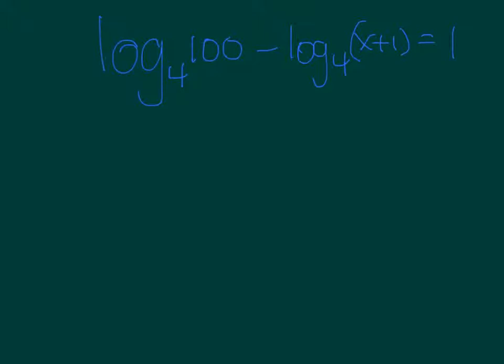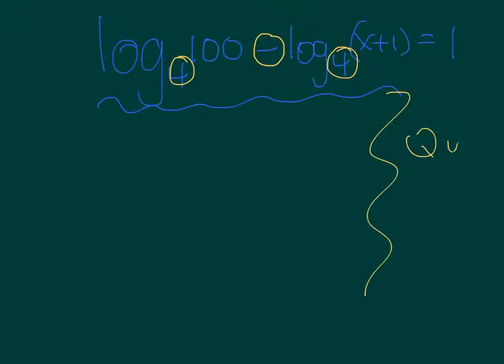All right, try this one. Log base 4 of 100 minus log base 4 of x plus 1 equals 1. Okay, so again, I always want to condense my log as much as possible. So I have 2 logs here on the left. Both have a base 4. And since they are separated by a minus, I again can use the quotient property.